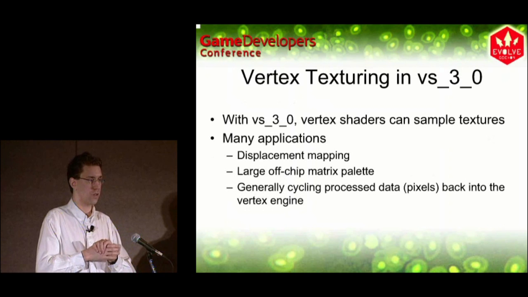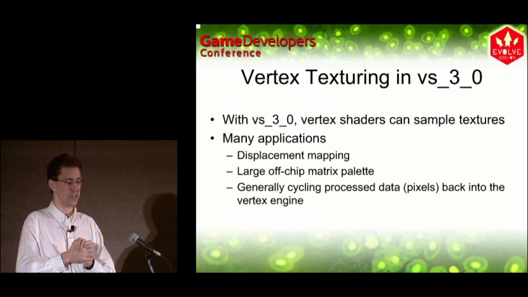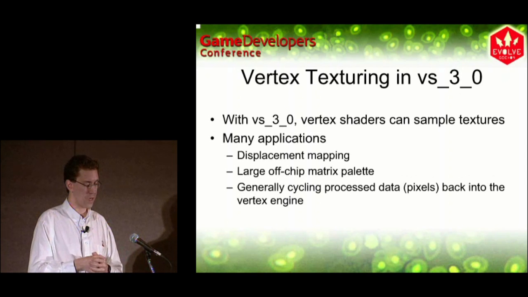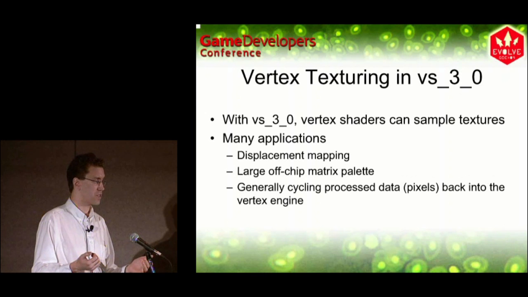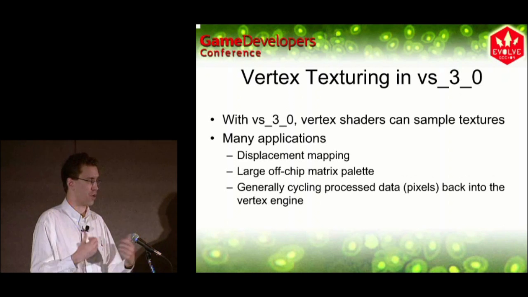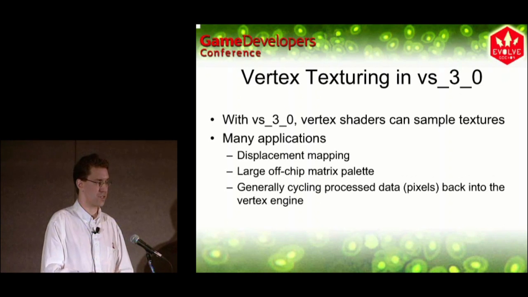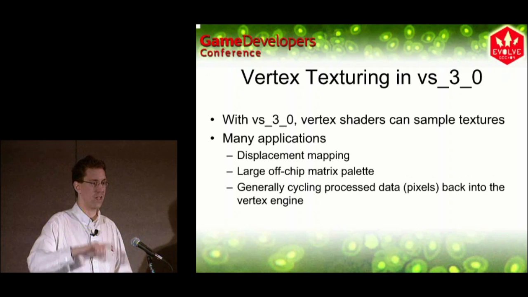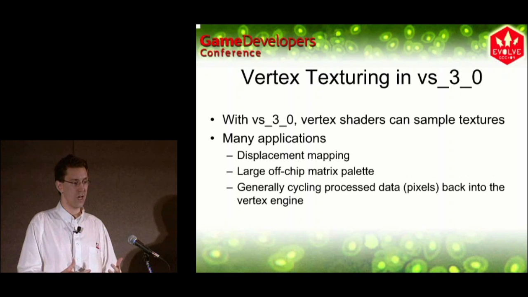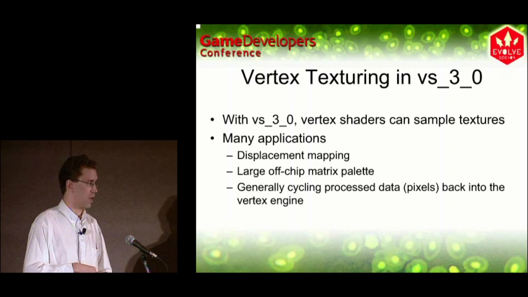Like I said, a very cool feature of VS3.0 is that the vertex shaders can sample texture maps. This has obvious applications like displacement mapping, and large off-chip matrix palettes, so I don't have to listen to you guys complain about constant store anymore. You can never satisfy all developers. Everybody's always going to have a character that has too many bones, right? So just put them in a texture and index into that like your matrix palette instead. And just generally cycling data that you've processed in the rasterizer back into the vertex engine. This is huge.